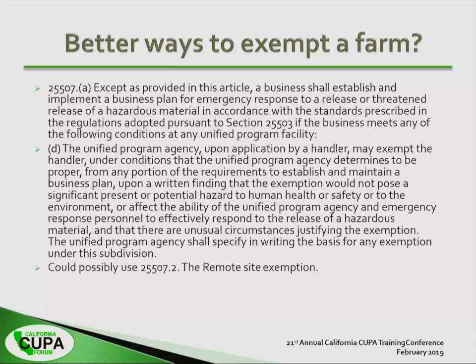All right, so there are some better ways to look for exemptions for a farm. One, the Unified, this is the D, the middle one here: the Unified Program Agency, upon application by a handler, may exempt the handler under conditions the Unified Program Agency deems proper. We do have an exemption for smaller farms. Basically it gives them 3 years to submit. Every 3 years they submit their business plan, unless there are changes, of course, then they have to.